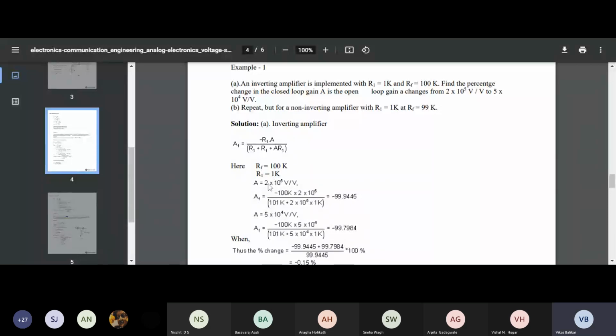So this is for R1 equal to 1K, RF equal to 100K, and A equal to 2 into 10 raised to 5. So with the open loop gain A of 2 into 10 raised to 5, RF of 100K and R1 of 1K, what will be the gain with feedback? I obtain this value.